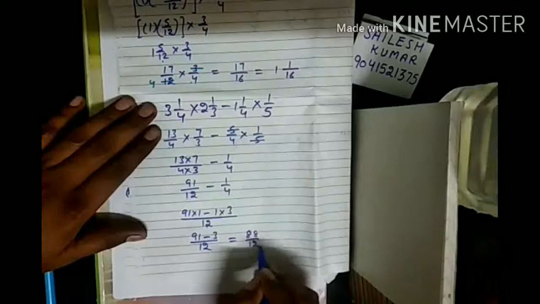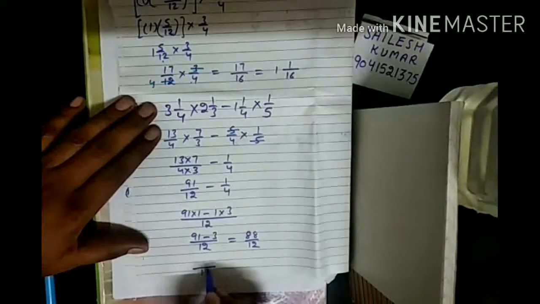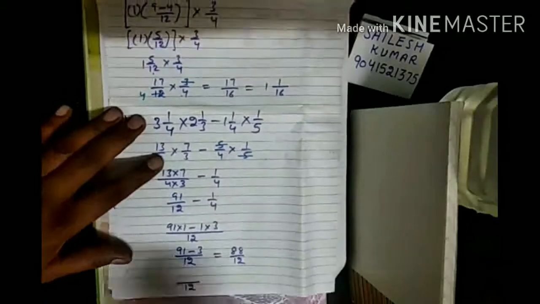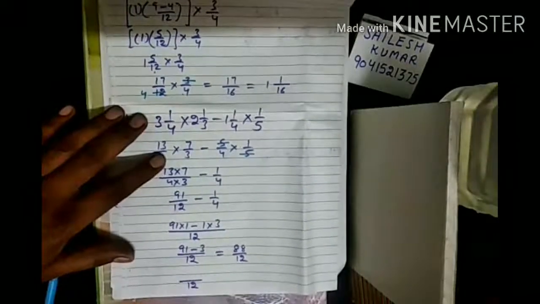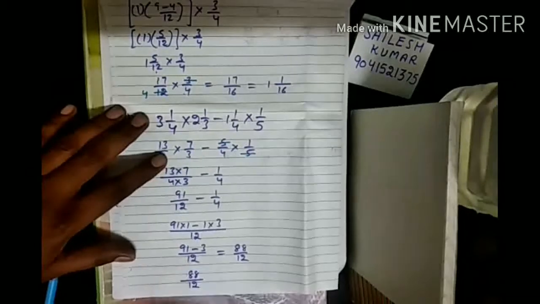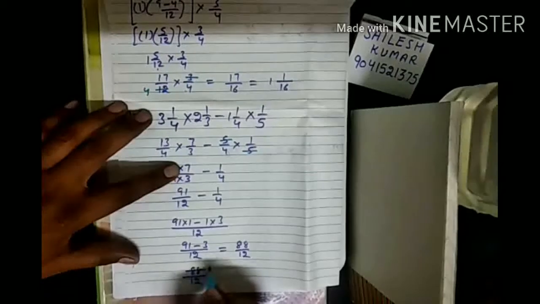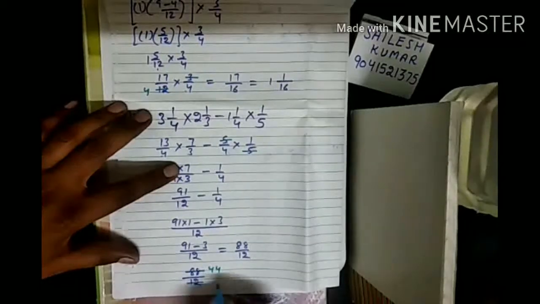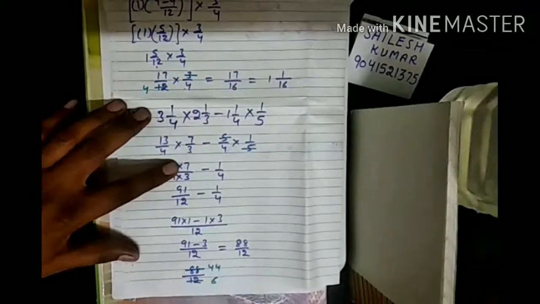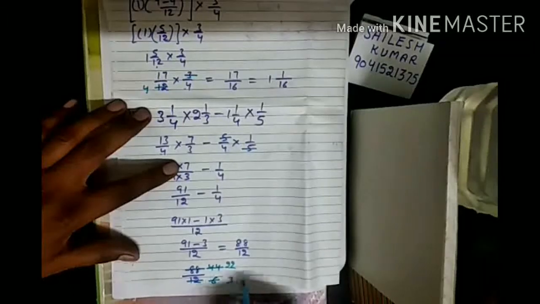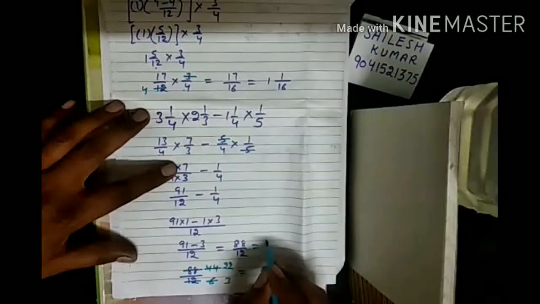88 by 12. Now here you see that 88 and 12 are both divisible by 2. So if you divide by 2, we get 44 over 6. Again these are divisible by 2. So 22 and 3. Therefore this becomes 22 by 3.